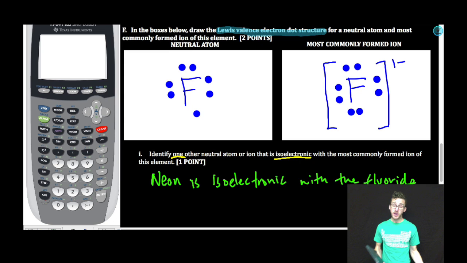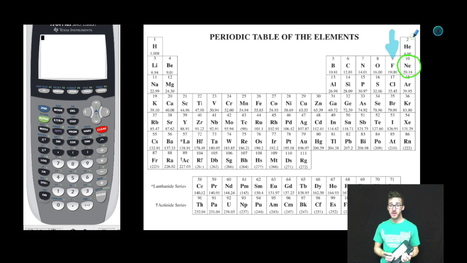And as you think about questions like this, know that most atoms will try to gain or lose electrons so that they have a complete valence level, so that they have a configuration that is isoelectronic or the same as the noble gases.